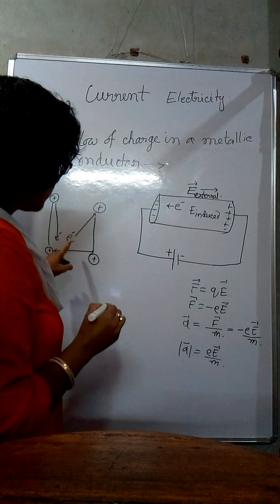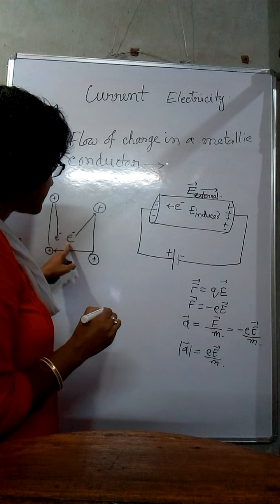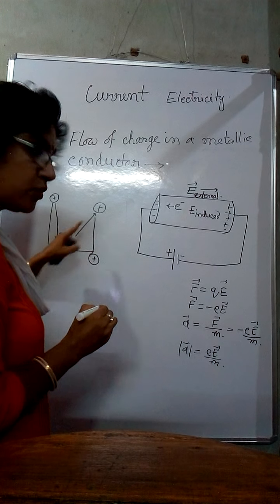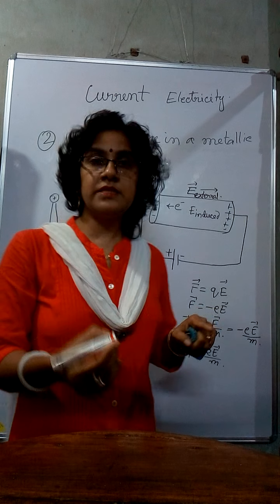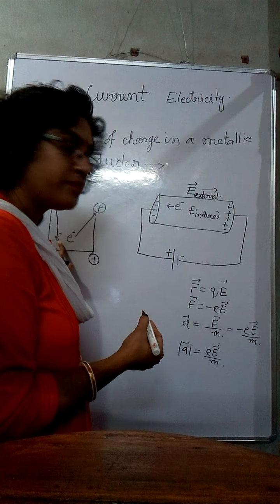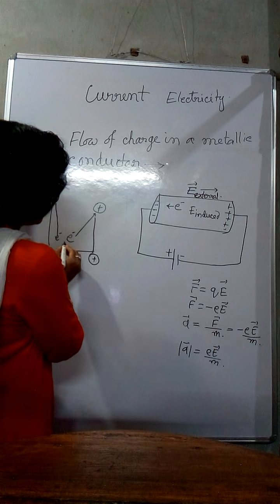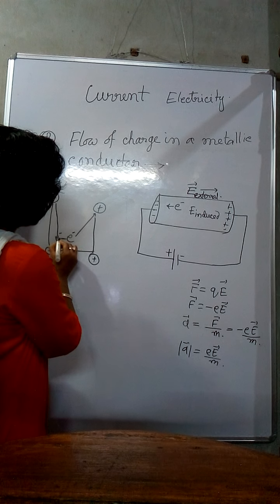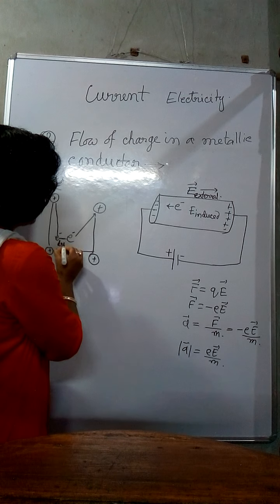So see, the first position of the electron was there, and after the collisions with the other ions and electrons, ultimately it comes up to that point. So how much has it drifted? It is drifted by that distance only. The electron is drifted.